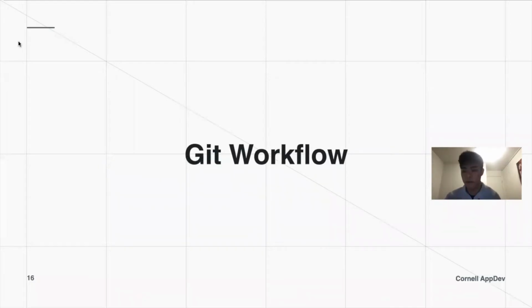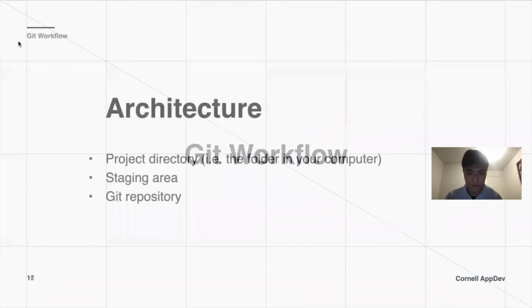Cool. So now that we've initialized the project and have our local copy of a Git repository, let's talk about how Git works, the core of Git, the workflow of Git. So here's how Git is split up when we're working on a project. There's 3 parts to the Git workflow. There's a project directory, which is just a local folder on your computer. There's a staging area, and there's a Git repository.